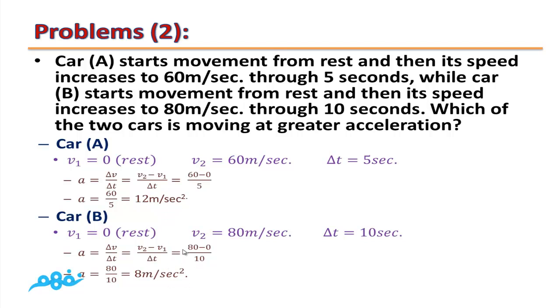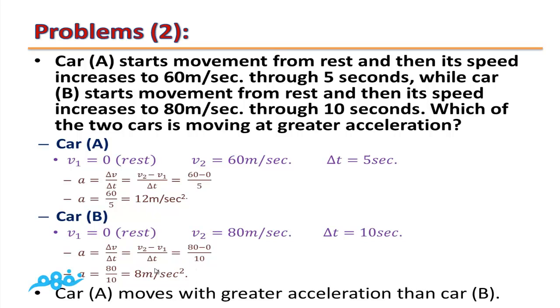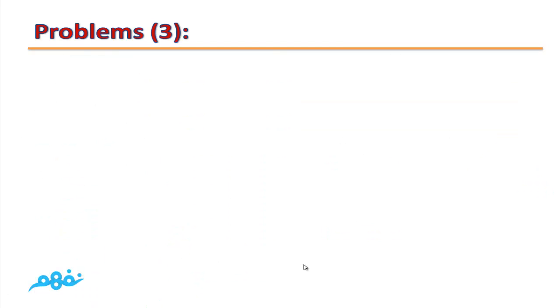So now we can compare between their accelerations. And as we can see, car A moves with a greater acceleration than car B because car A moves with acceleration of 12 while car B moves with acceleration of 8 meters per second squared only. This is the magic triangle that we used to calculate this problem.